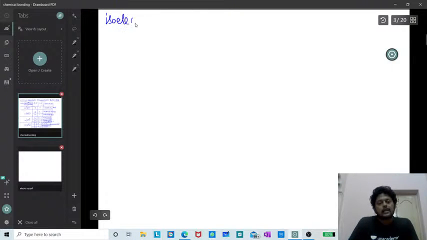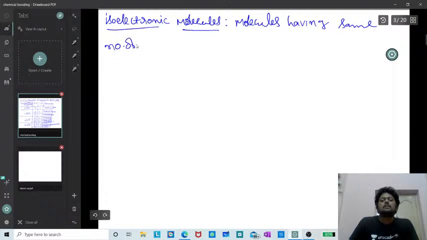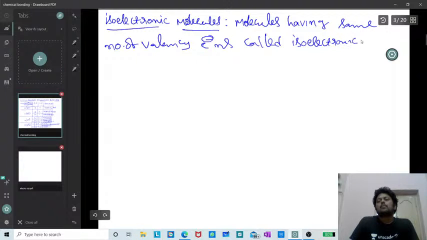Isoelectronic molecules. In isoelectronic molecules, we need not count the total number of electrons, just count the total number of valence electrons. Molecules having the same number of valence electrons are called isoelectronic molecules.